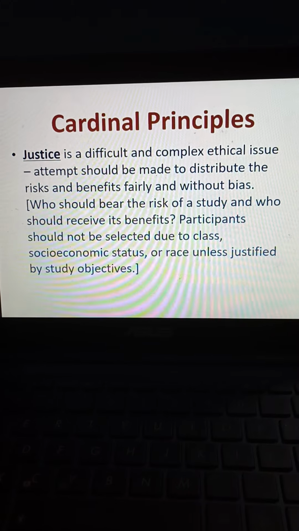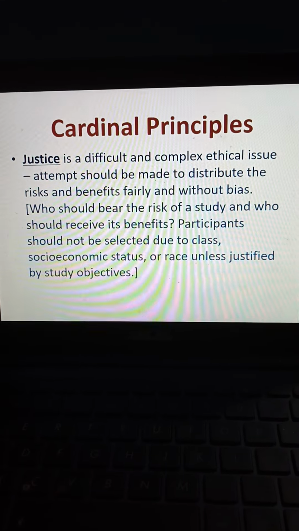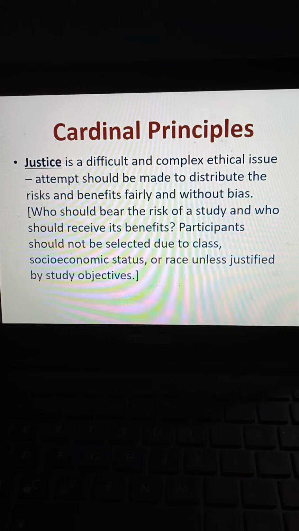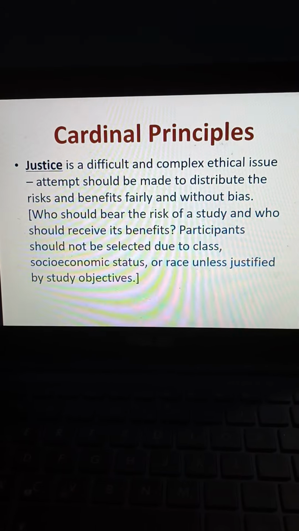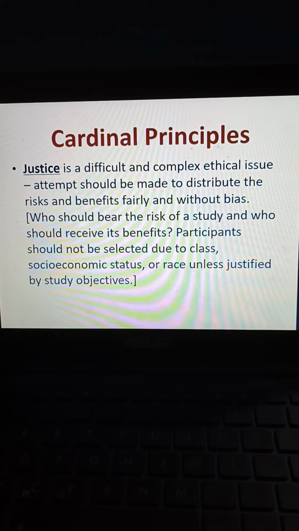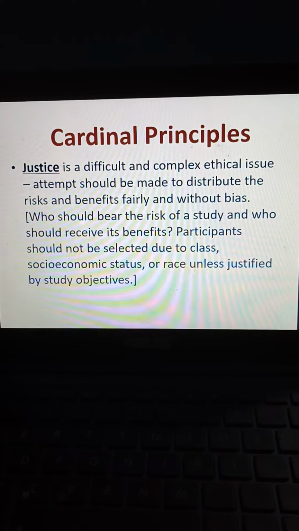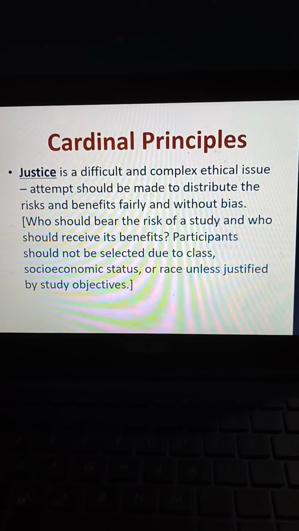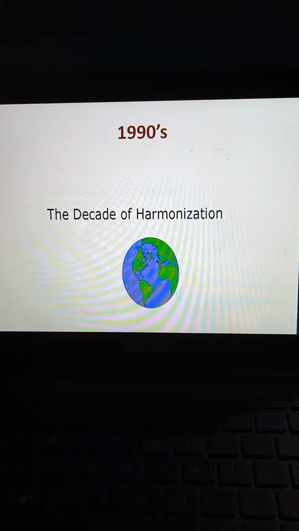Then justice is a difficult and complex ethical issue. Attempts should be made to distribute the risks and benefits fairly and without bias. Who should bear the risk of a study and who should receive its benefits? Participants should not be selected due to class, socioeconomic status, or race unless justified by study objectives.